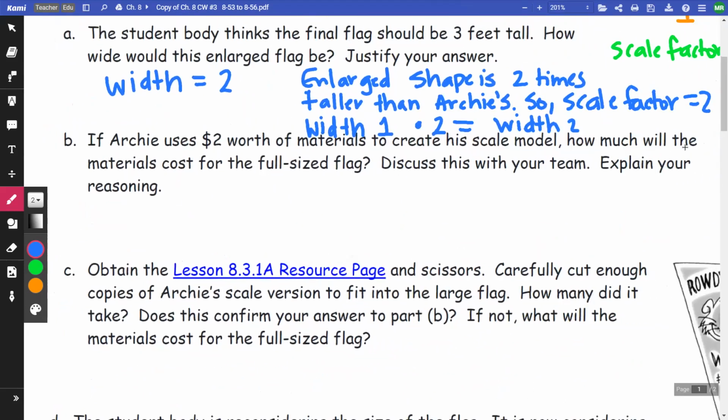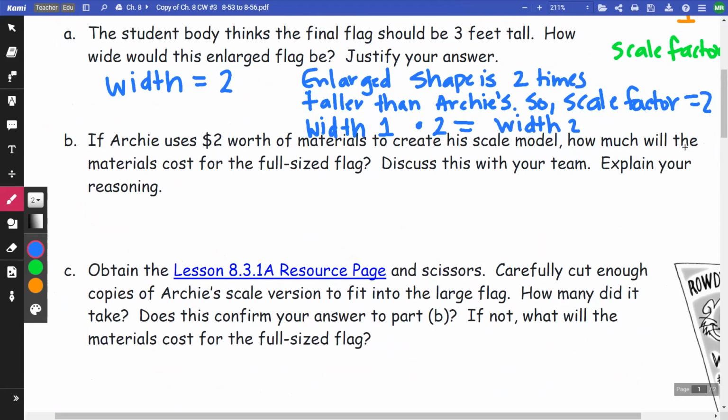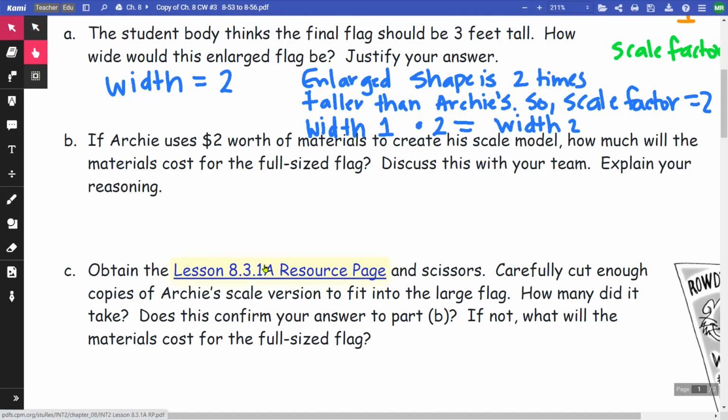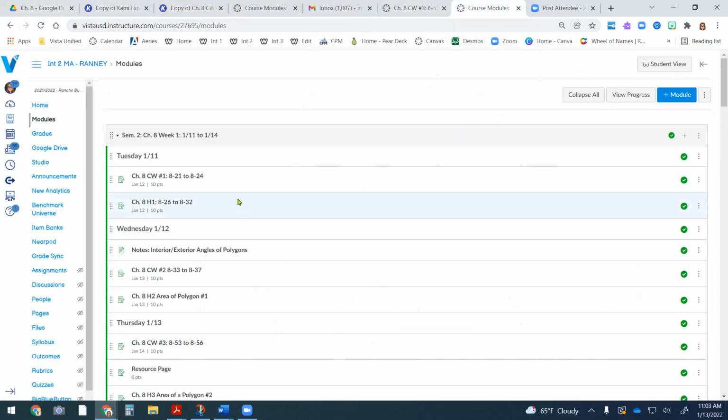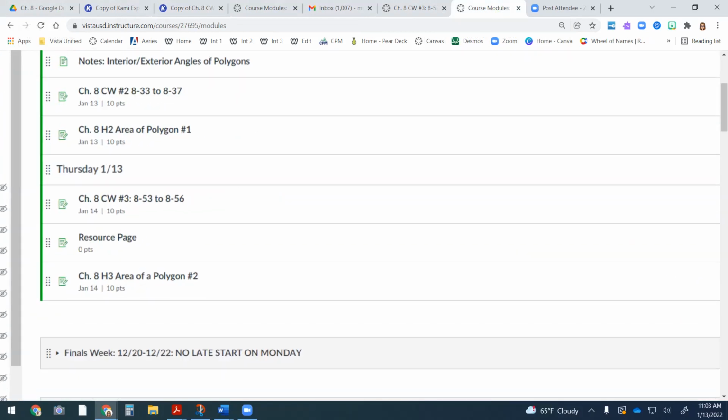So I am not going to say what the answer is yet. What we're going to do, and this is what we did in class, is we used a resource page. It's this resource page right here, but I'm not going to click on it here so I can write on it. Okay. So I'm going to go to Canvas. And on Canvas, it is this resource page here.